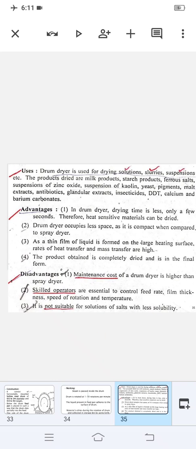dryer will get low. Okay, if the thickness becomes more, our product will not dry properly. Okay, in that, the speed of rotation and the temperature matter. So skilled operators are much needed in operating this drum dryer. And third one is, it is not suitable for the solution of salts which have very less solubility.